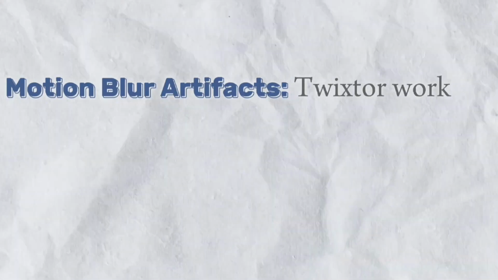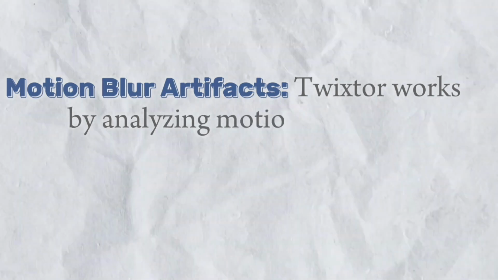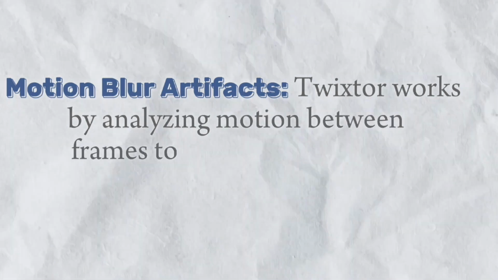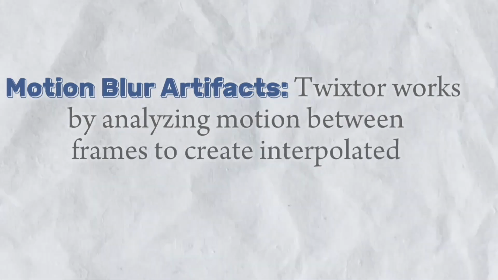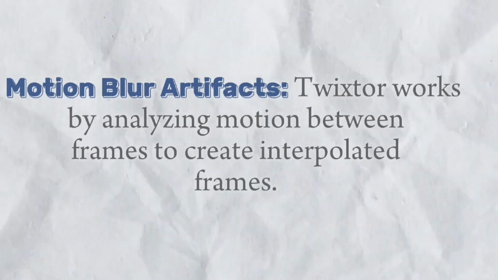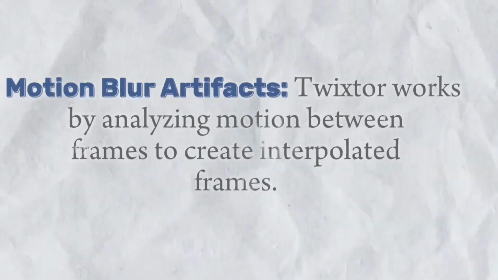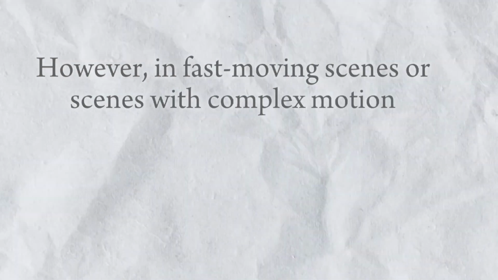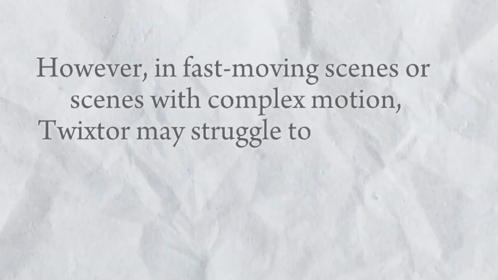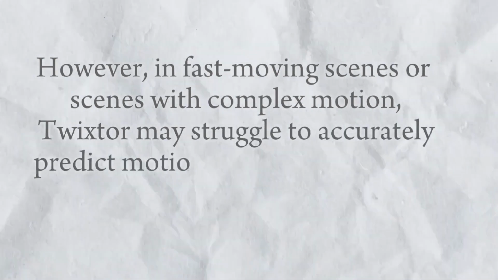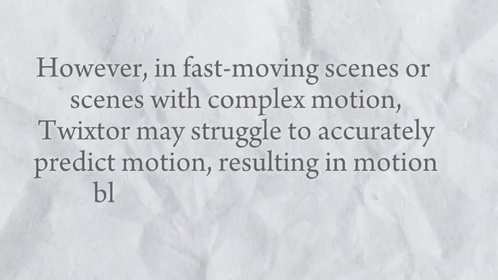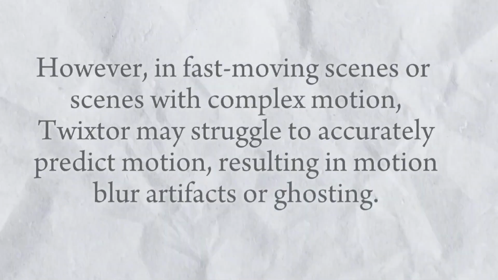Motion blur artifacts. Twixtor works by analyzing motion between frames to create interpolated frames. However, in fast-moving scenes or scenes with complex motion, Twixtor may struggle to accurately predict motion, resulting in motion blur, artifacts, or ghosting.